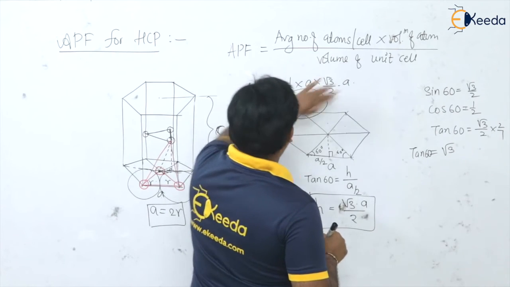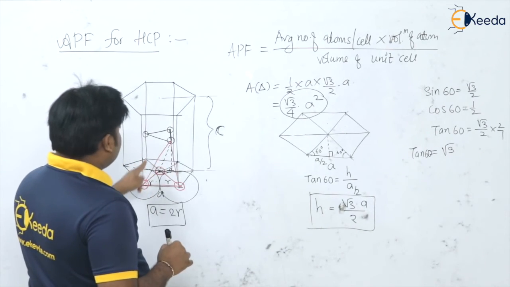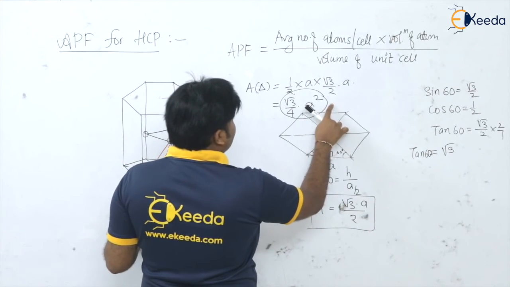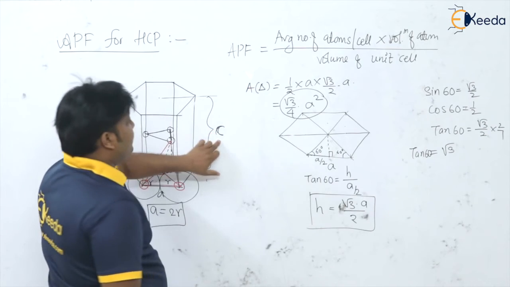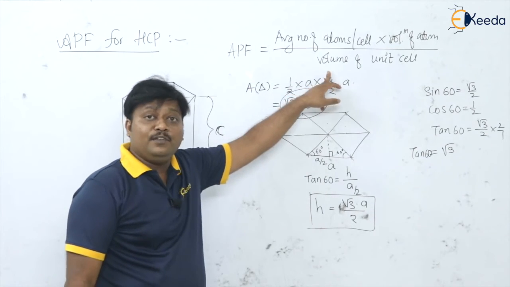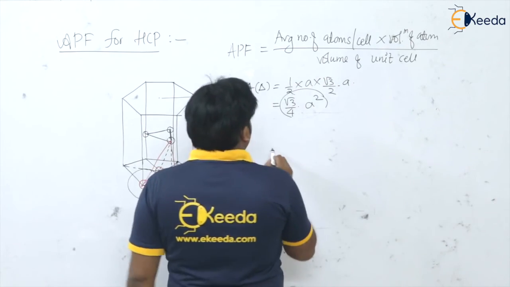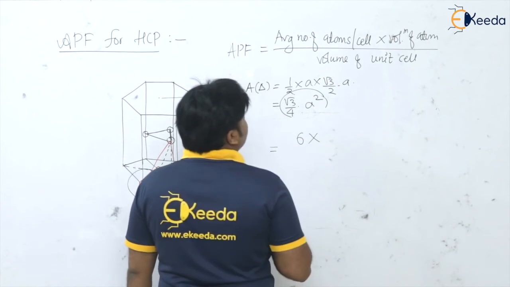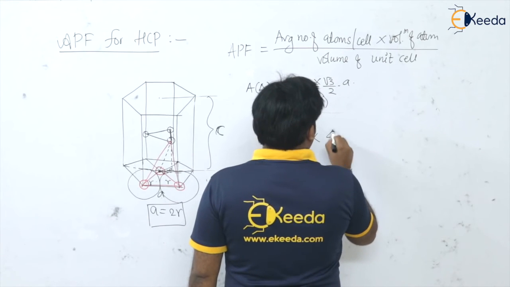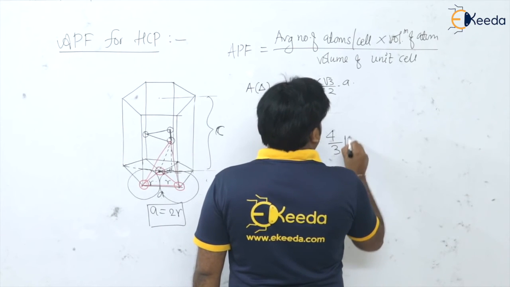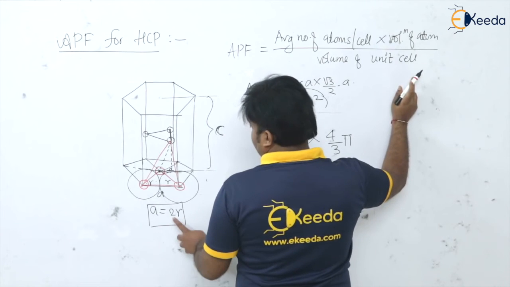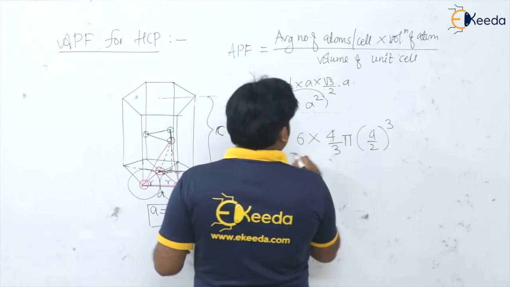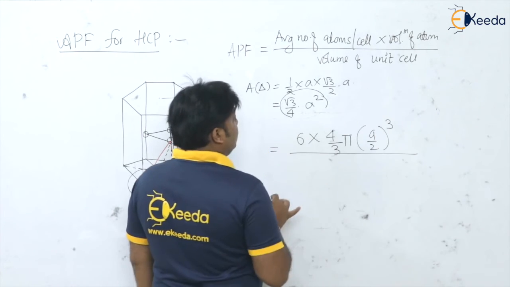And to get the volume of this entire unit cell, there are 6 equilateral triangles. So you have to multiply this area by 6 into this height c, then you will get the volume of the unit cell. Let us see. So see here, average number of atoms in this? There are 6 atoms in HCP. Volume of atom, that is 4 by 3 pi r cube, r is how much? r is equal to a by 2. a by 2 whole cube divided by volume of unit cell.